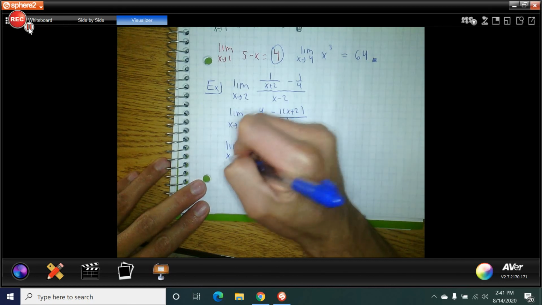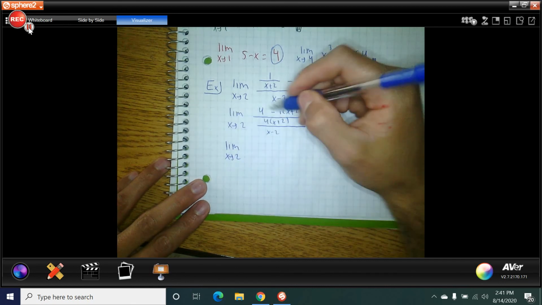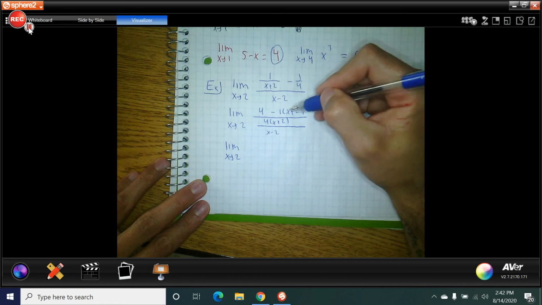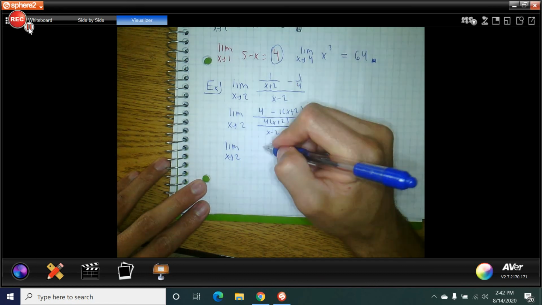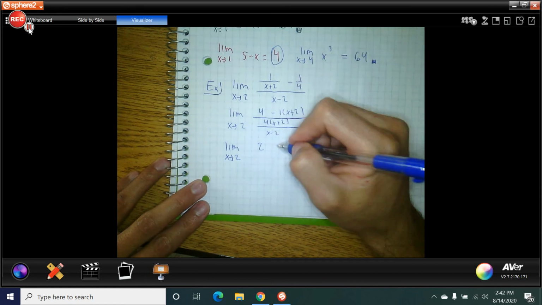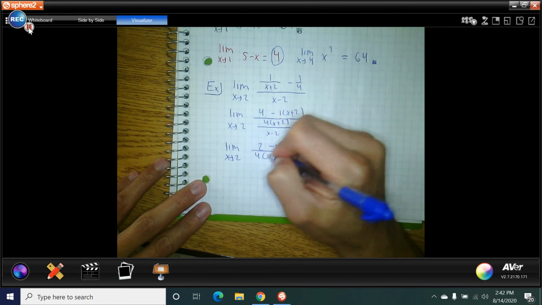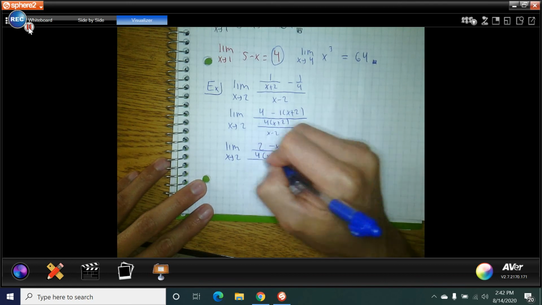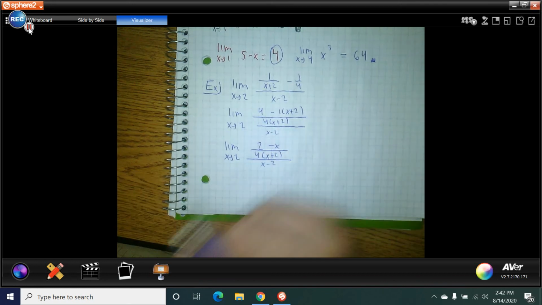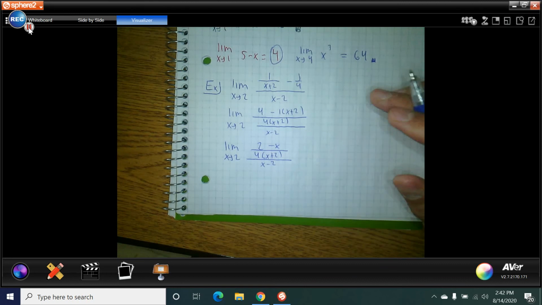So the limit as x approaches 2. So what do I have here? 4. So if I distribute that, it becomes a negative x minus 2. So that's really 4 minus 2, which is 2. And then minus x, all over 4 times x plus 2, all over x minus 2. Right?